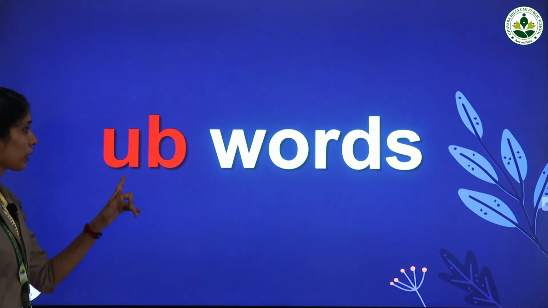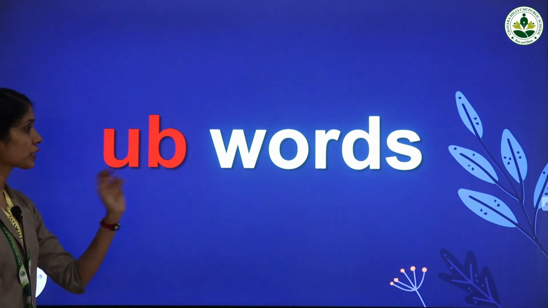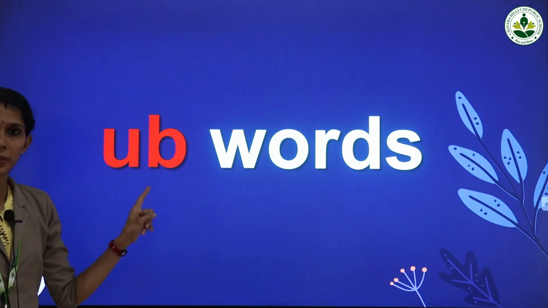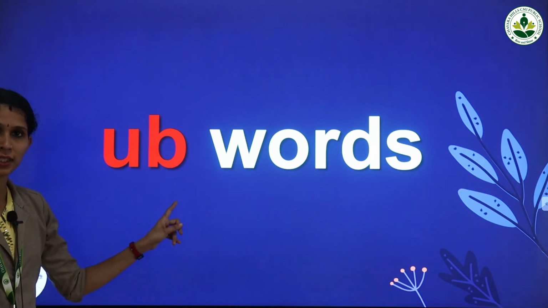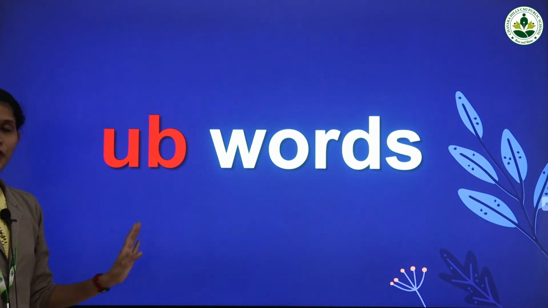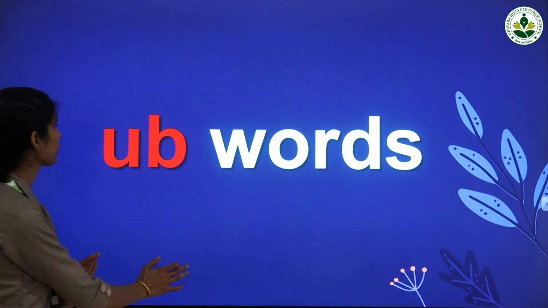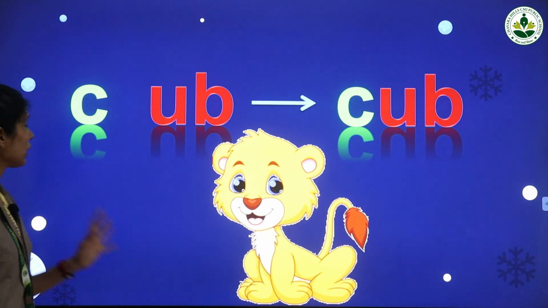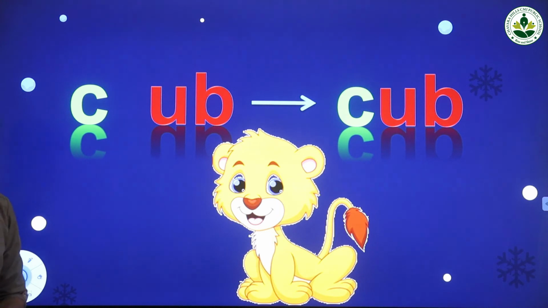What is the phonic sound of letter U? Uh. And what is the phonic sound of letter B? B. Ub. So today we are going to learn some words ending with ub. Our first word: here we add letter C with ub.